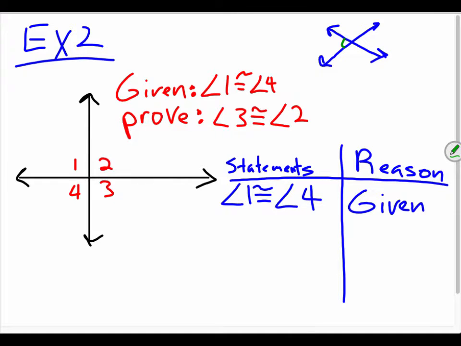This is angle A and this is angle B, and so we'll say that angle A is congruent to angle B because they're vertical angles, right? All right. Well, notice, are angle 1 and angle 4 vertical angles?